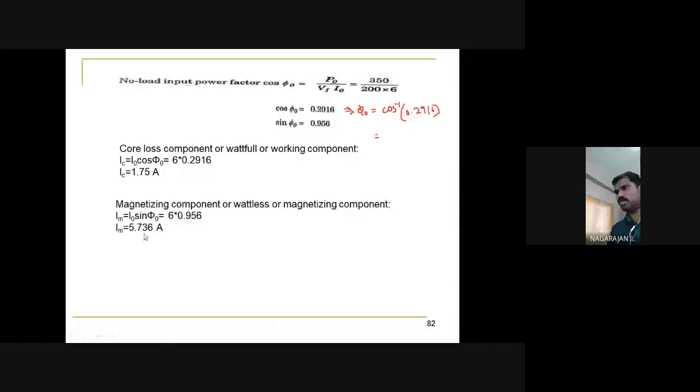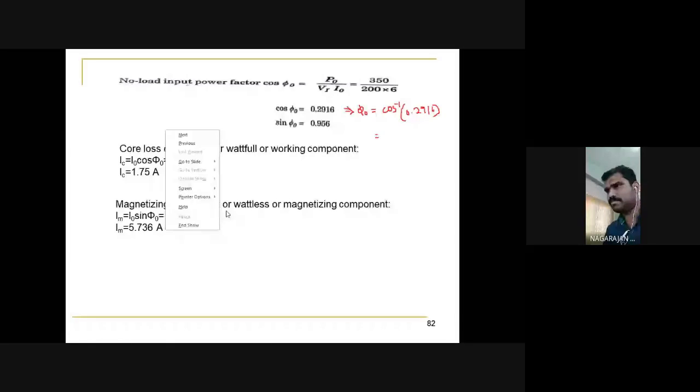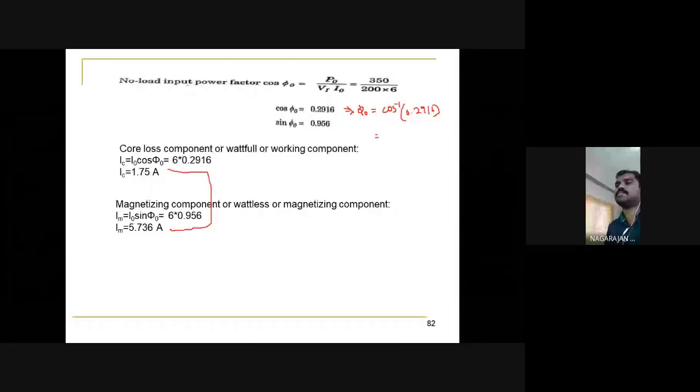So with these two currents, you just compare yourself. The current taken for magnetizing the core is 5.7 amperes, which is almost 6, and this is 4 times the core loss component. So the magnetizing current is higher compared to the core loss component.